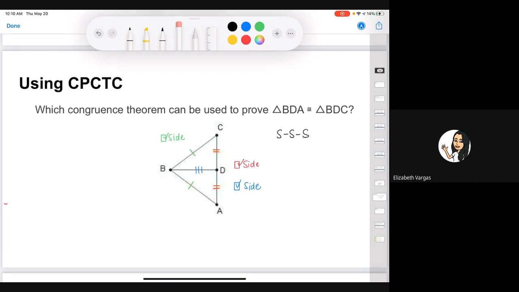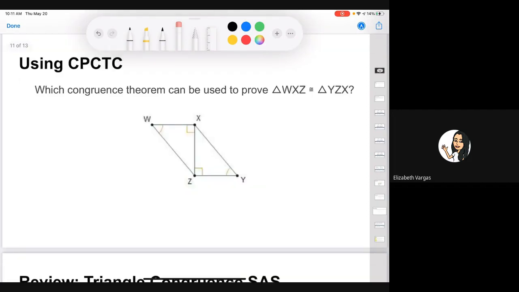All right, so what you're doing is you're trying to determine, given that diagram, what theorem can I use to prove those two triangles congruent? What is being told to me and what can I prove? So here's another one. Here, what I'm told is this angle is congruent to this angle. So I have two angles which are congruent. This angle is congruent to this angle.